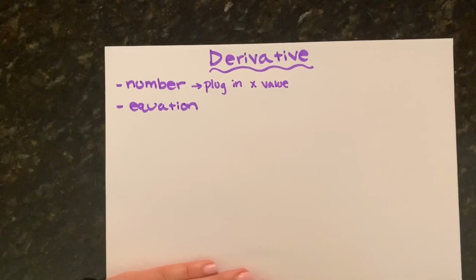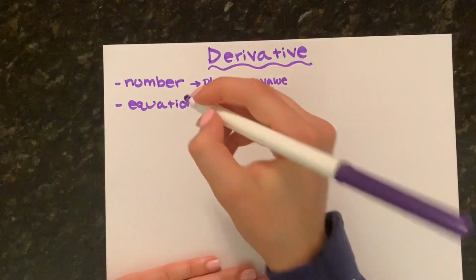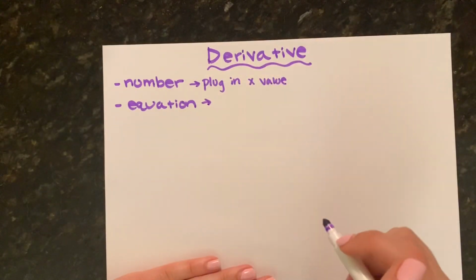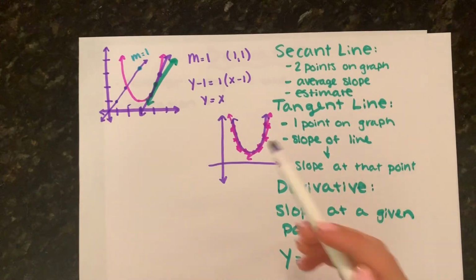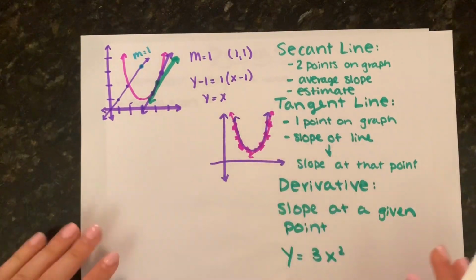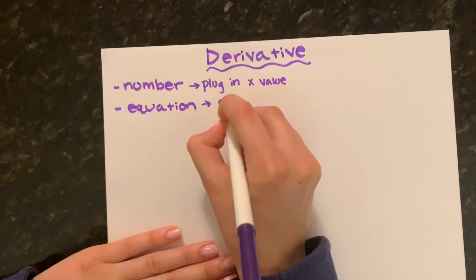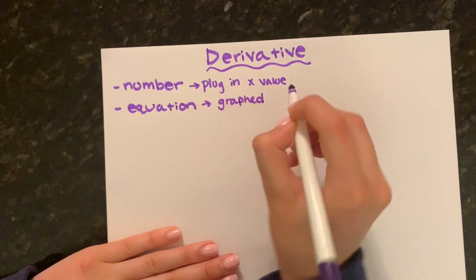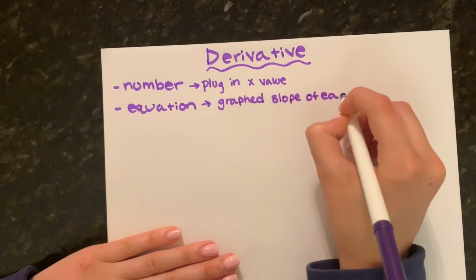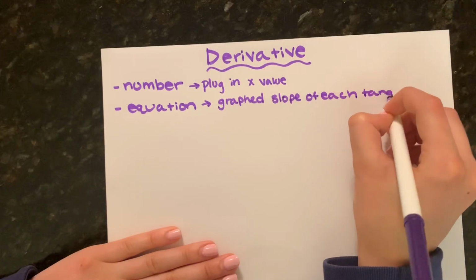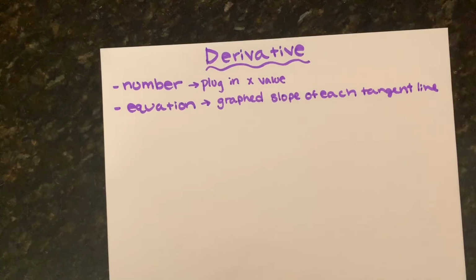Now, our derivative can also be an equation. This would happen if we took all the x values, found the slopes at those x values of the original function, or the slopes of the tangent lines, and graphed those points as a coordinate. We would come up with a graph, and that graph would of course have an equation. So here I am writing that the equation would happen if we graphed the slope of each tangent line and found its equation, because I feel like that's an easier way to remember, at least for me.